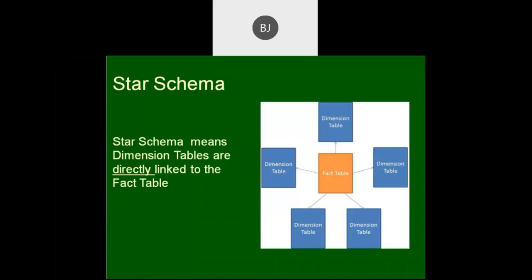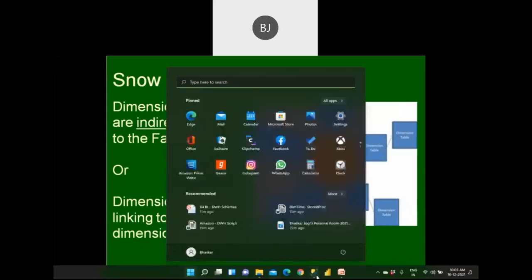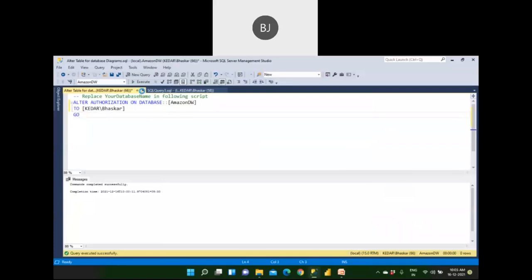Clear? So theoretically star schema is very good, and very fast, which is a denormalized concept. But in many cases, because of the complexity, we are going to see a lot of snowflake schemas. Let me show you one more database diagram which I have.